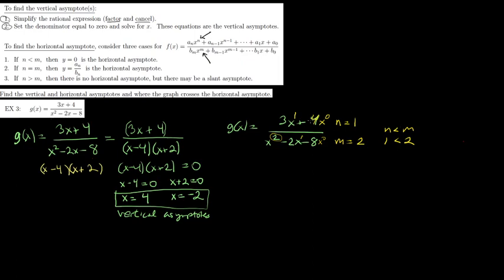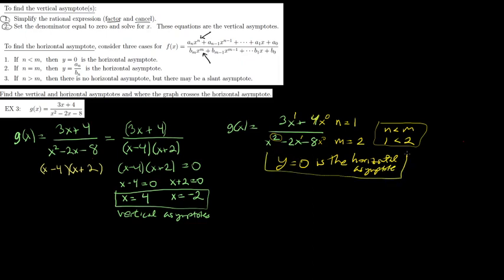It's just figuring out which is bigger, the degree of the numerator or the degree of the denominator. If the degree of the numerator is less than the degree of the denominator, as it is here, then all you have to say is y equals 0 is the horizontal asymptote. And we're done. So there's one horizontal asymptote, y equals 0, and there's two vertical asymptotes, x equals 4 and x equals -2. So I hope that helps. That's the first example here.